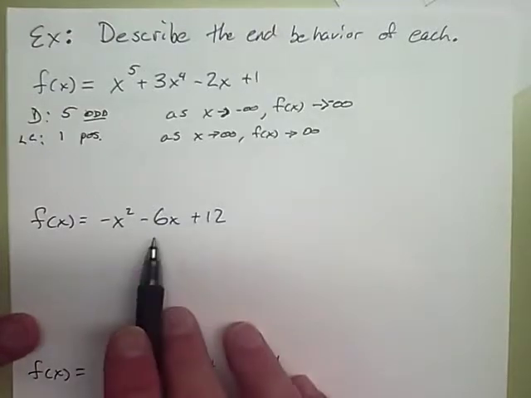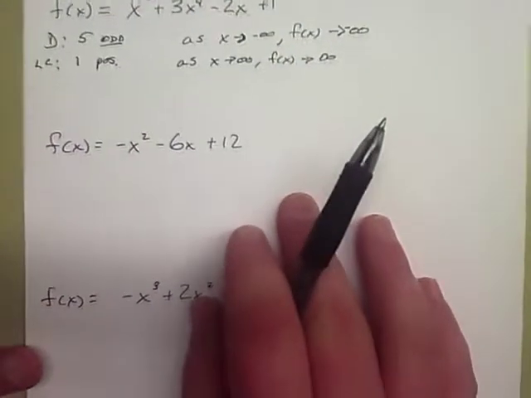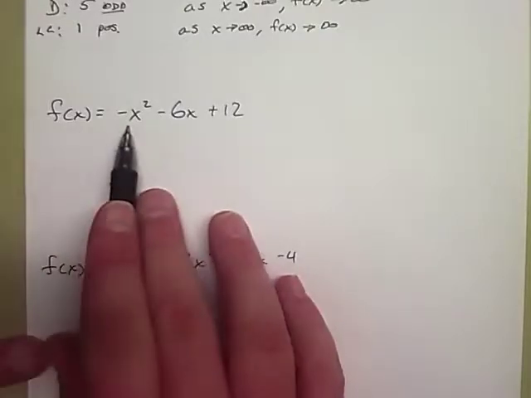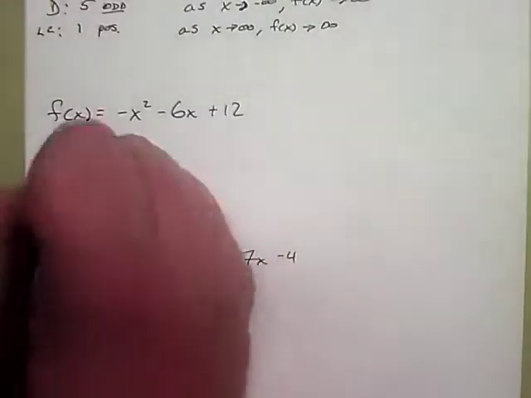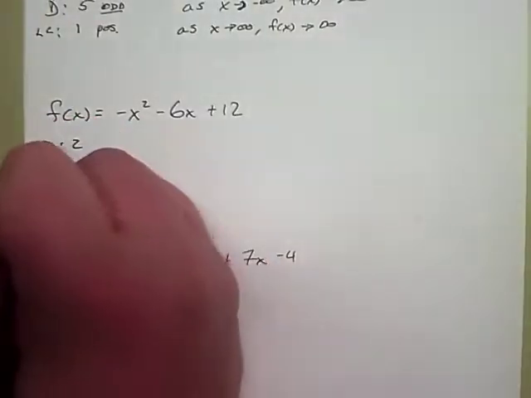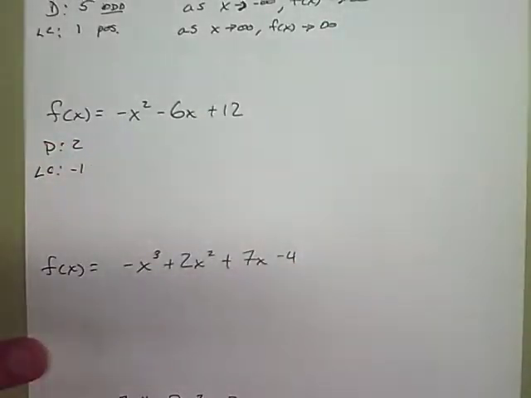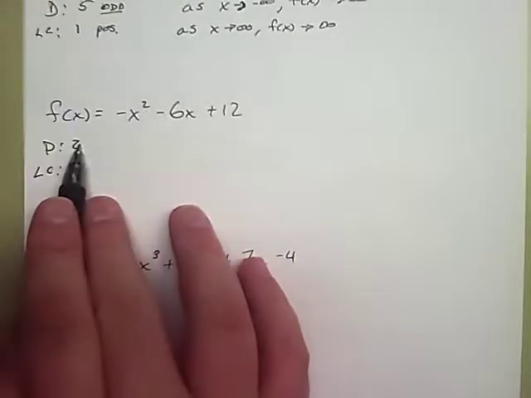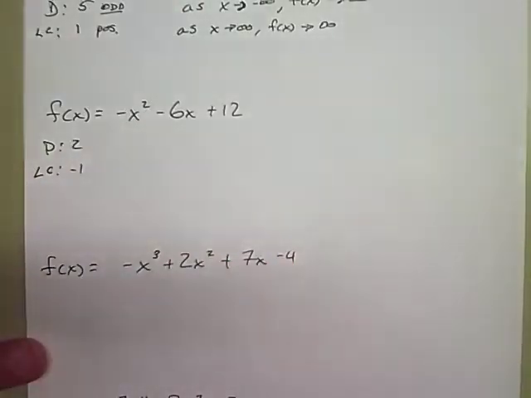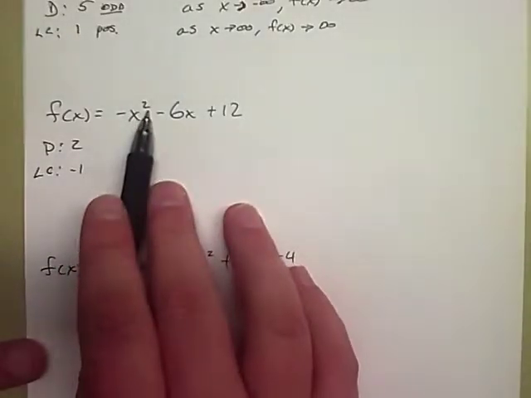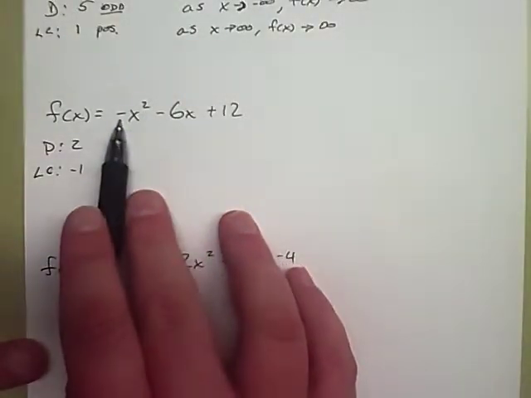All right, so now we go to the next one. Everybody's allowed to make mistakes, right? Now let's take a look here. We have the degree on this one is 2, and our leading coefficient is -1. All right, so the degree is a 2. That's an even number, right? Evens are 2, 4, 6, 8, 10. Odds are 1, 3, 5, 7, 9, right? So we have an even degree and a negative coefficient.